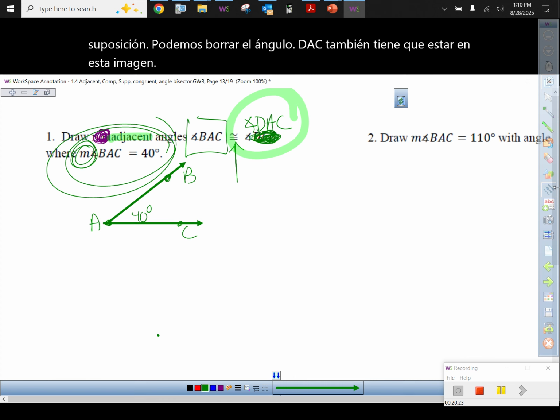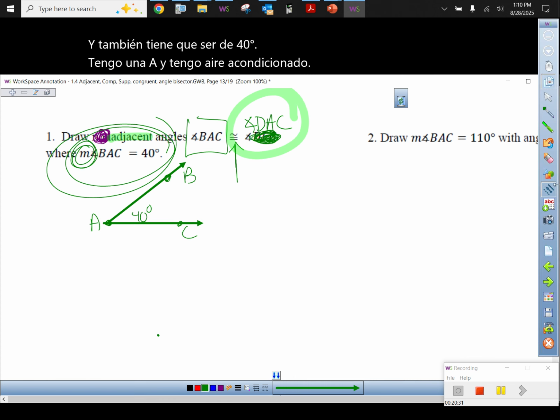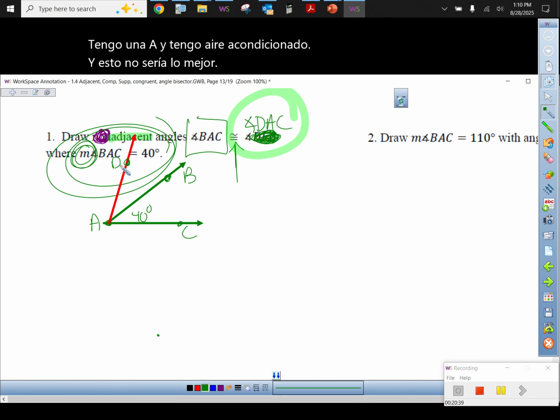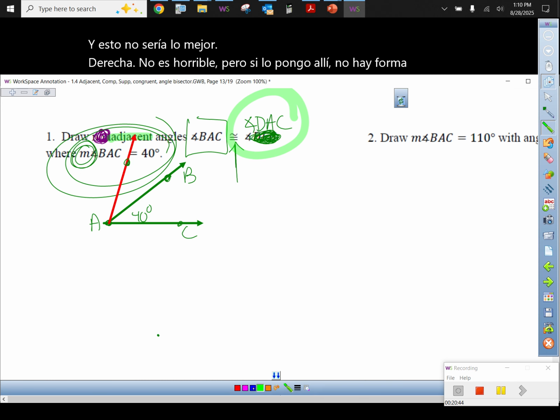I've got an A and I've got a C, and this would kind of be not the best, right? It's not horrible, but if I put it there, there's no way that angle DAC, if I highlight this one right here, can be 40 when the one inside of it already is 40. Are you with me on that? So that doesn't quite work.